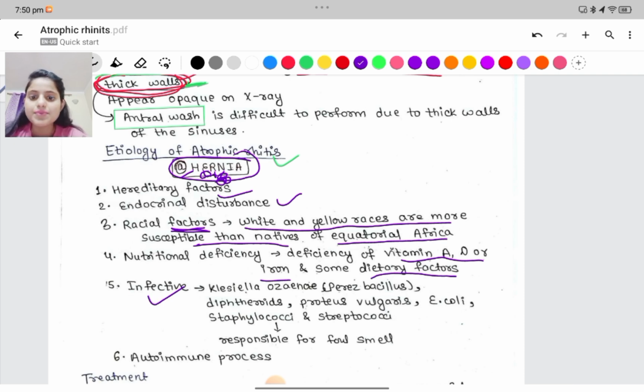I for infective: Klebsiella ozaenae, Perez bacillus, diphtheroids, Proteus vulgaris, E. coli, Staphylococci, Streptococci, which are responsible for the foul smell. So, HERNIA: hereditary factors, endocrinal disturbance, racial factors, nutritional deficiency, infective, and A for autoimmune process.